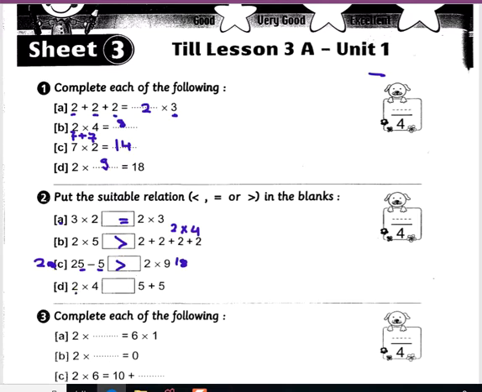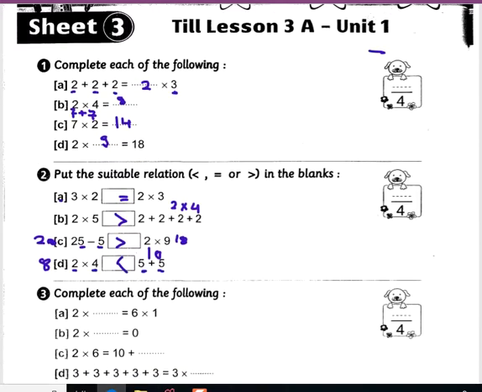After that he said 2 times 4. 2 times 4 equals 8. And here we have 5 plus 5. 5 plus 5 equals 10. So which is greater here, 10 or 8? 10 will be greater here.